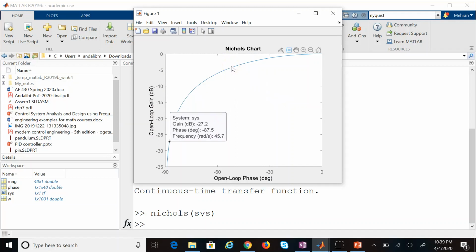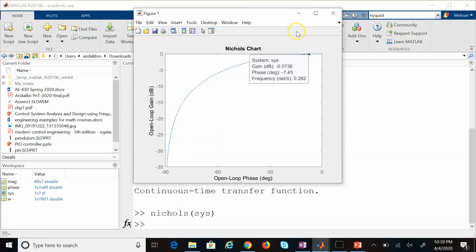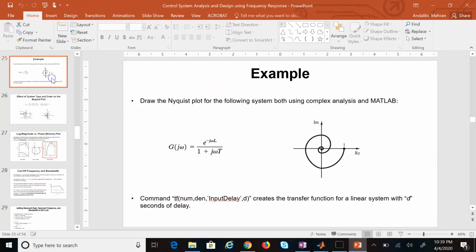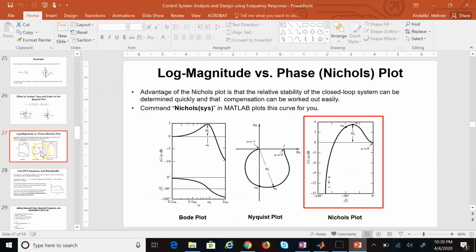So when I go to this side, omega goes to infinity, while when I go to the other side toward the origin, omega goes to 0. Okay, so hopefully you have learned the three different types of plot, Bode, Nyquist, and Nichols, and we're going to use them extensively in this chapter.